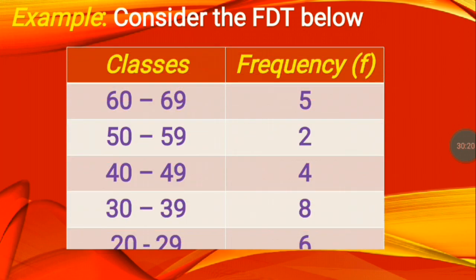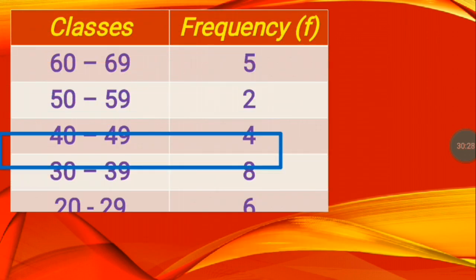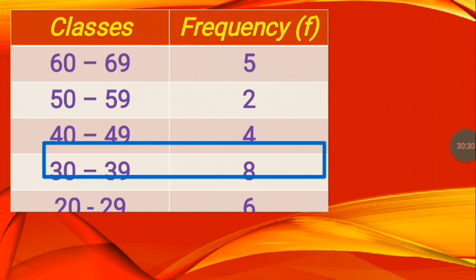So let's have an example. Consider the frequency distribution table below. We have the set of classes, then the frequency. So basically, our modal class, which has the highest frequency, our highest frequency there is 8. So our modal class would be 30 to 39.